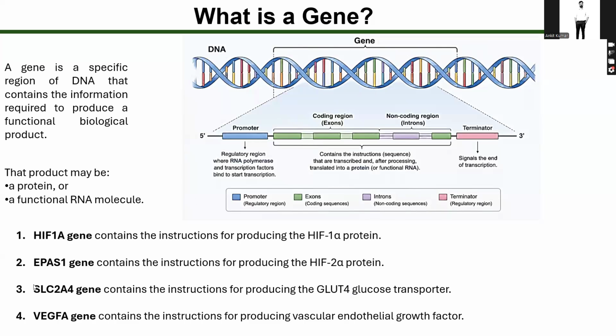Now we come to the HIF1A gene, for example. It contains the instruction for producing the HIF1 alpha protein. This coding region contains some information, and that will get expressed, and then RNA polymerase converts this into mRNA. So the HIF1A gene produces the HIF1 alpha protein, the EPAS1 gene contains the instructions to produce the HIF2 alpha protein, the SLC2A4 gene contains the instruction for producing the GLUT4 glucose transporter, and the VEGF-A gene contains the instructions to produce vascular endothelial growth factor.